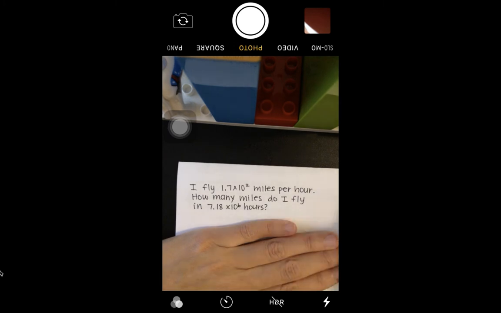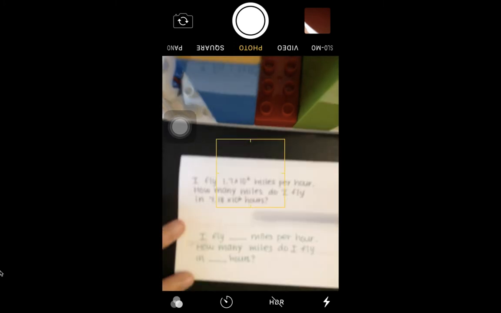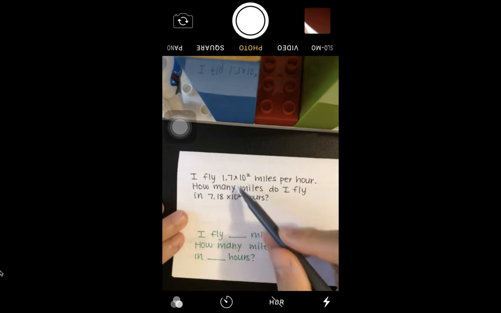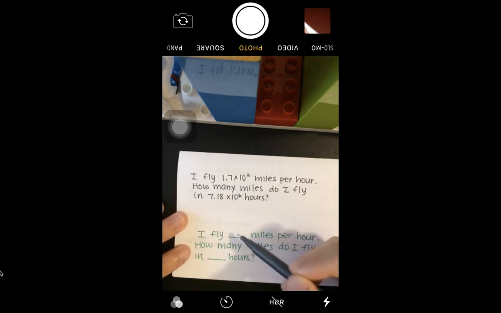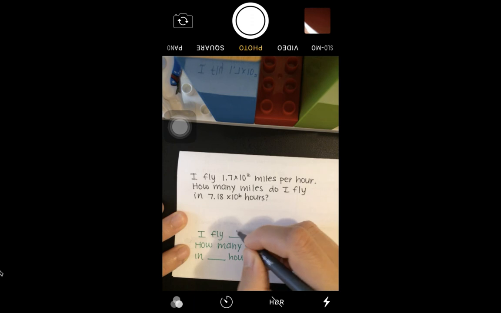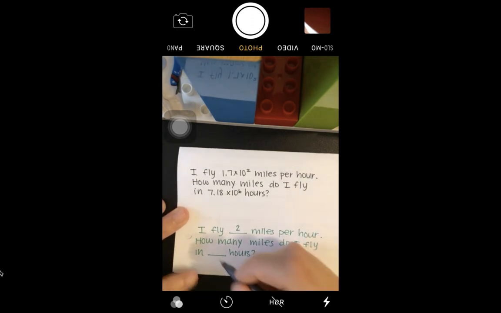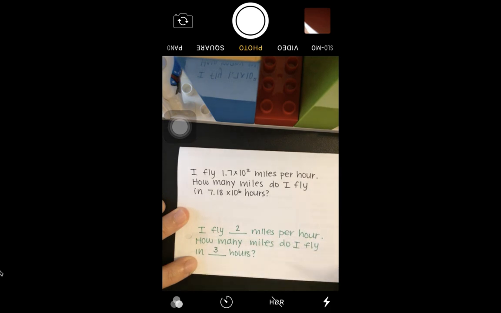So what I'm going to do instead is I recopied this whole problem, but instead of writing really weird numbers, I'm just going to write small numbers, like I fly 2 miles per hour. How many miles do I fly in 3 hours? I think with easier numbers, this is now just an elementary school problem. You fly 2 miles every hour. How many miles do you fly total in 3 hours? Can anyone shout out, what do I have to do to these two numbers?